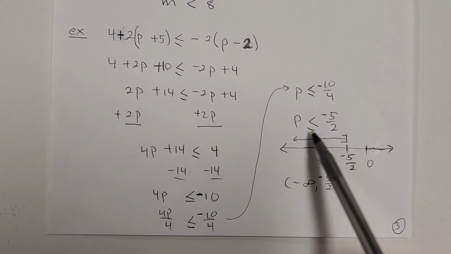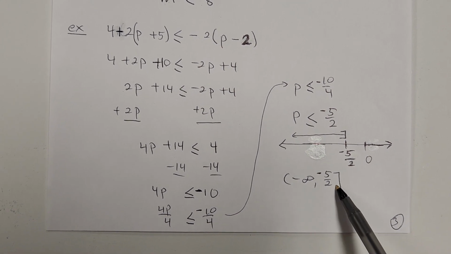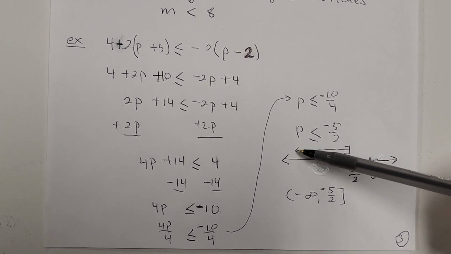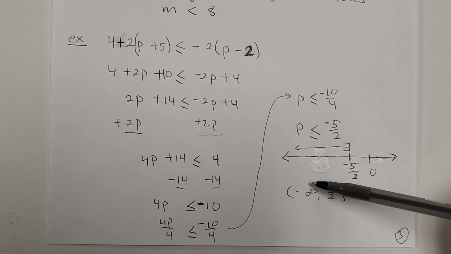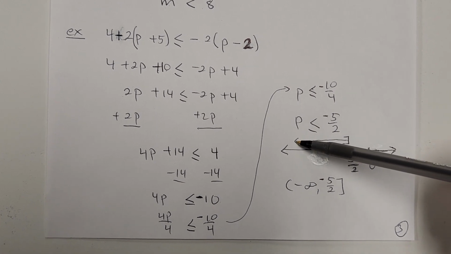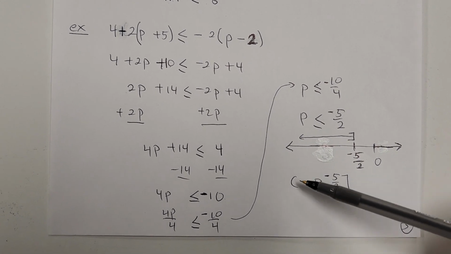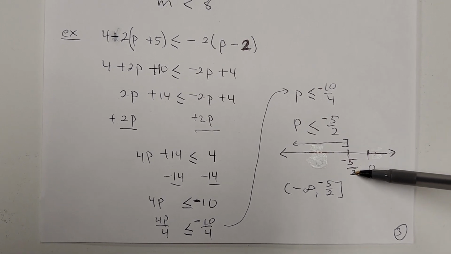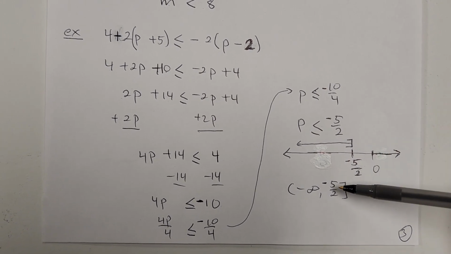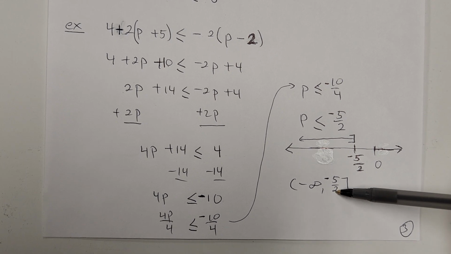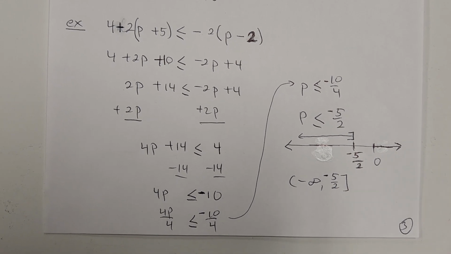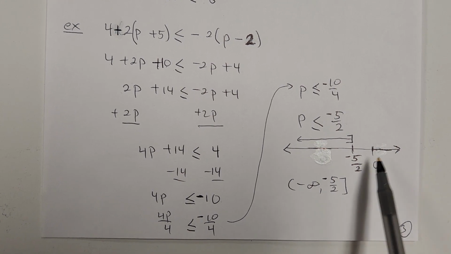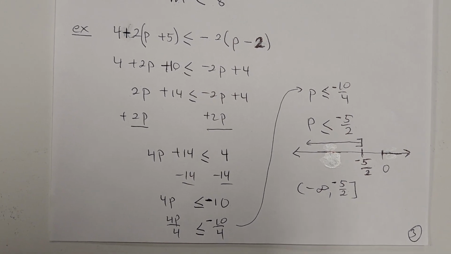Use the graph to do my interval notation. Again, this arrow right here, where I am circling, means infinity. Since it is on the left, negative infinity, always parentheses. And then negative 5 over 2 has a bracket, so write down negative 5 over 2 with the bracket. So this is the answer, this is the graph, this is the interval notation.